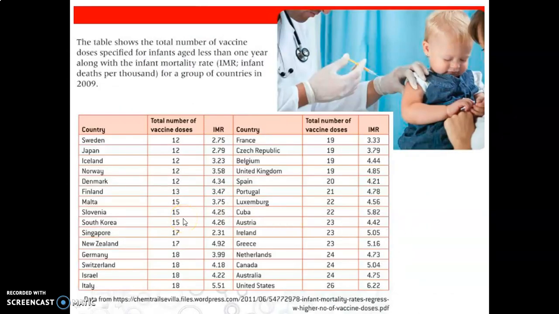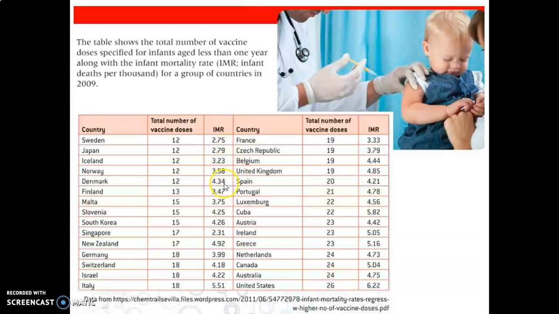Here's an example of something we can check correlation for. The two variables here are the total number of vaccine doses given to infants before the age of 1, and the second variable is the IMR, which is the infant mortality rate, meaning the number of infant deaths per 1,000 births. So we're going to try to find a correlation here. There's all these countries in the world, and it shows us how many vaccine doses they give their infants, starting with Sweden at the lowest here, then Japan, Iceland, and so on. And then at the highest number of vaccine doses is the US, 26.